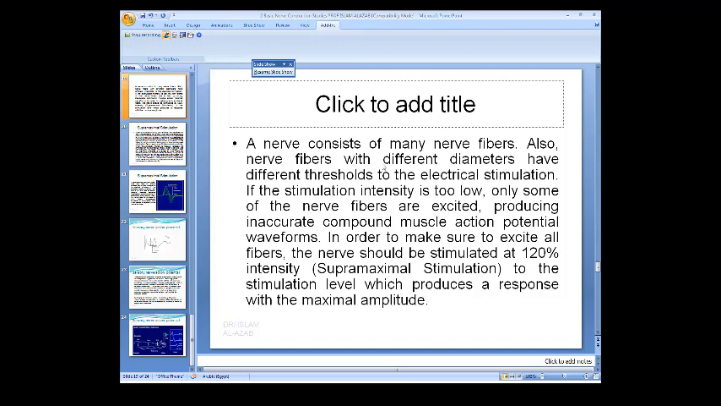A nerve consists of many nerve fibers. Also, nerve fibers with different diameters have different thresholds to the electrical stimulation. If the stimulation intensity is too low, only some of the nerve fibers are excited, producing inaccurate compound muscle action potential waveforms. In order to make sure to excite all fibers, the nerve should be stimulated at 120% intensity, or what is called supramaximal stimulation, to the stimulation level which produces a response with the maximal amplitude.